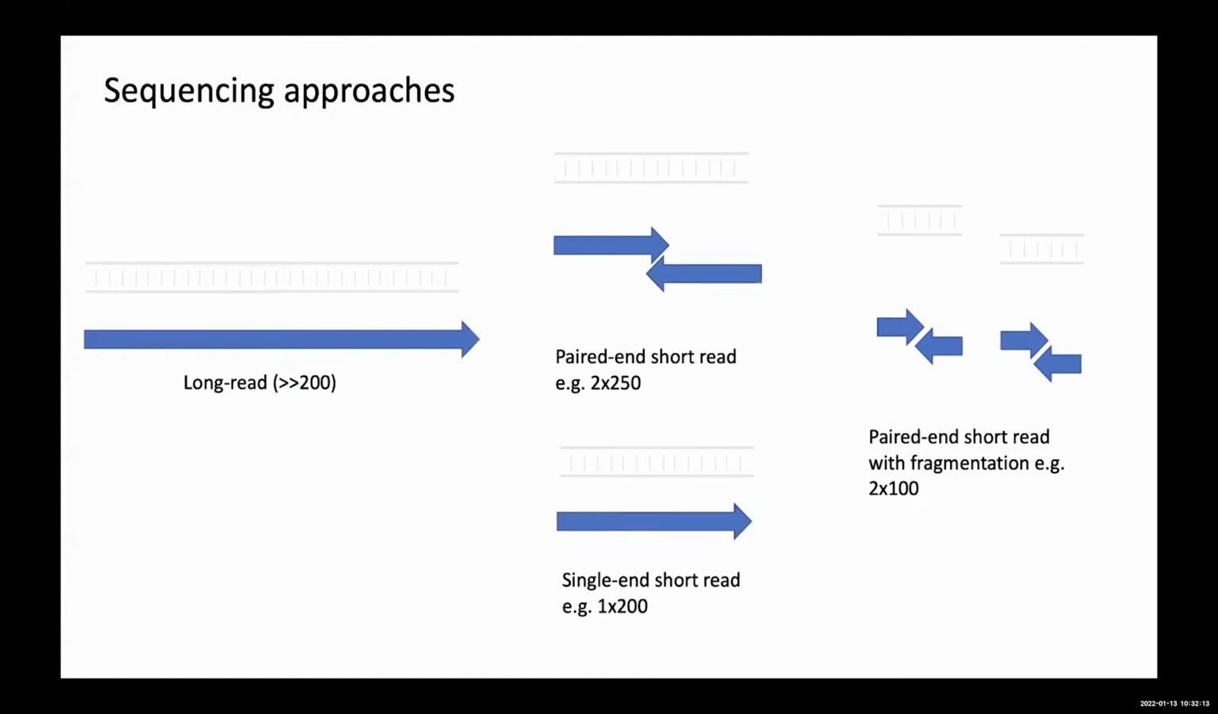Long reads are your nanopore and PacBio sequencing platforms, that can generate reads for nanopore anywhere from 200 base pairs all the way up to megabases, millions of base pairs in single reads. And then you've got Illumina short reads, and Ion Torrent as well, or Proton reads. And these can typically be paired end for Illumina, single end for Proton.